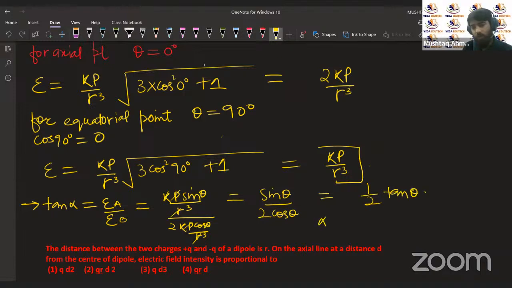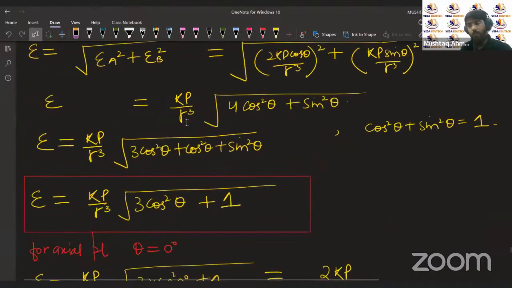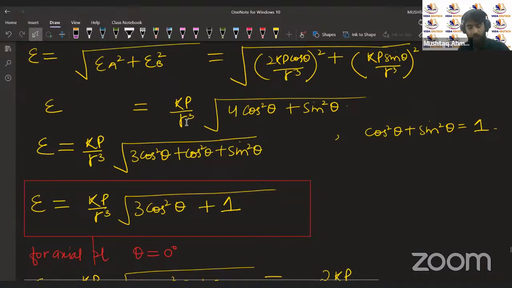So from here, alpha is nothing, it's tan inverse of half of tan of theta, right? So this will give us the direction of the resultant electric field vector at some general point due to this dipole, right? So this completes our electric fields, right?